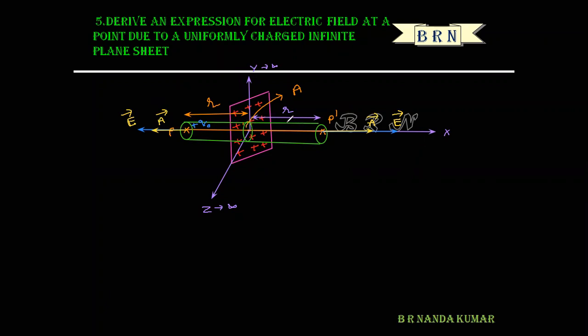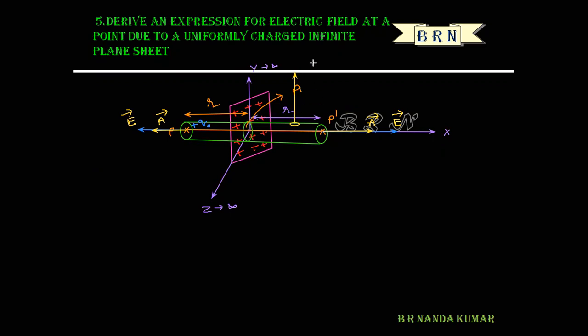Okay, so now we can choose a small surface area on the Gaussian cylinder. So what is the direction of the ds vector? So this is ds. ds is a small surface area. So what is the direction of the ds vector? The ds vector is radially outwards, right?